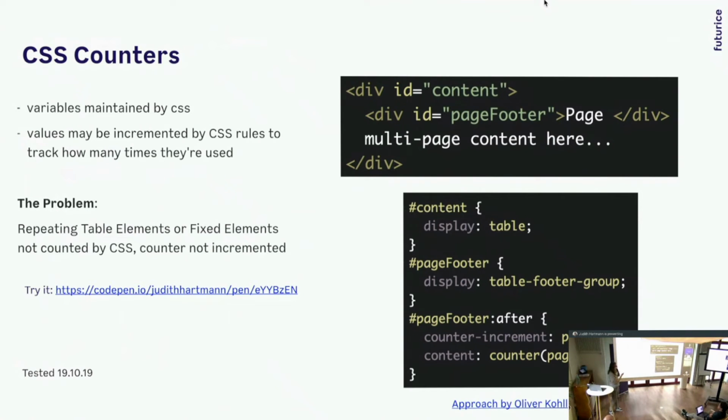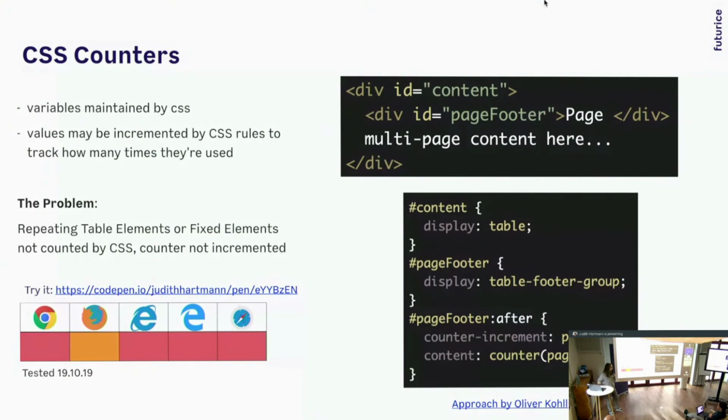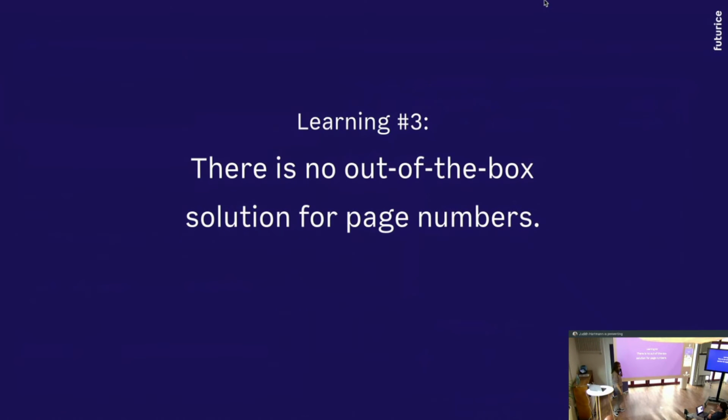So I tried many variations of these for a couple of days, and it didn't work anywhere. In Firefox, I got some results, but not consistently. So that also wasn't the good approach. So my third learning was there is just no out-of-the-box solution for page numbers.